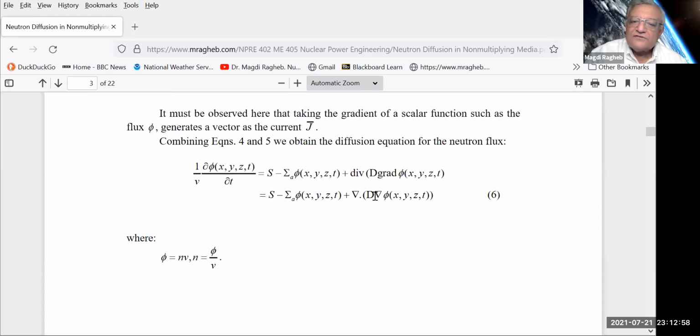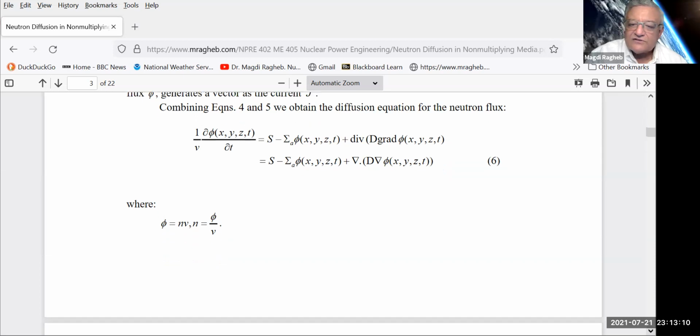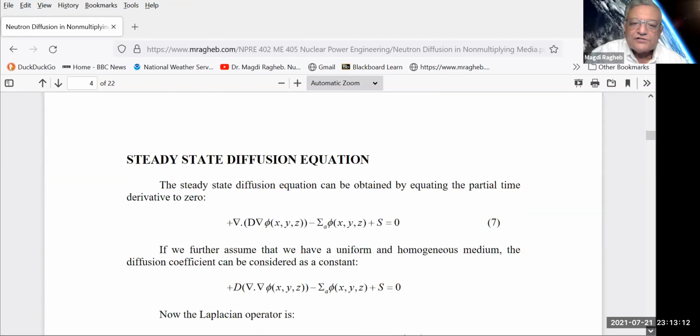Now, if D is a constant, we can take the D outside the divergence operator, and we end up with the divergence of the gradient. What's the divergence of the gradient? The divergence of the gradient is what we call the Laplacian, the del square operator in general.